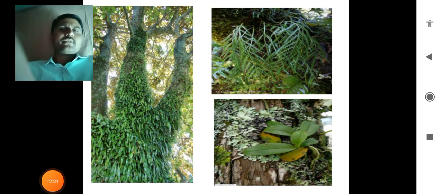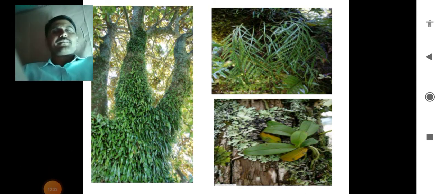So friends, today we have gone thoroughly through the epiphytes.